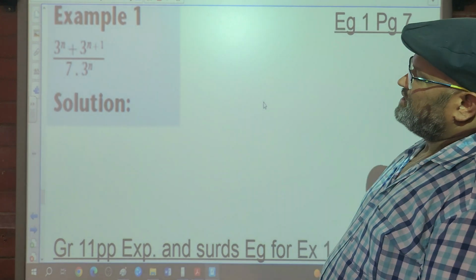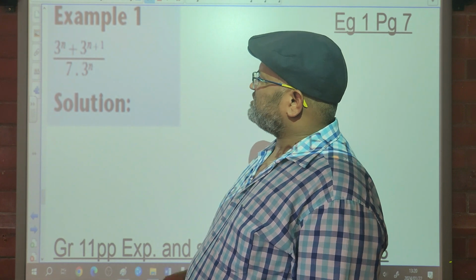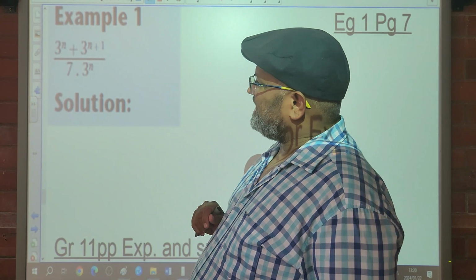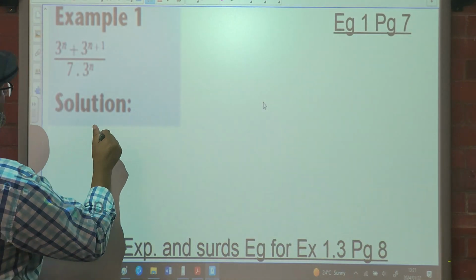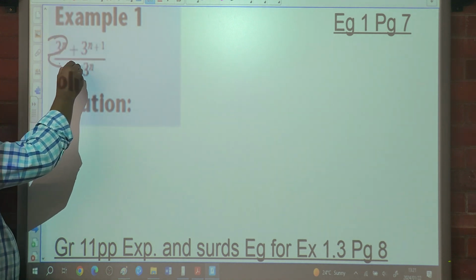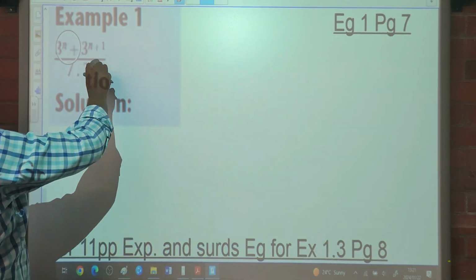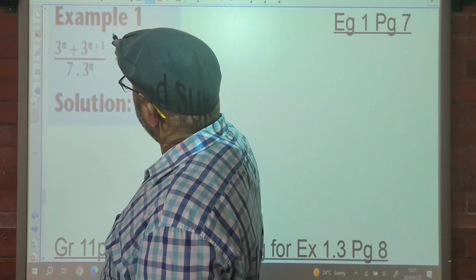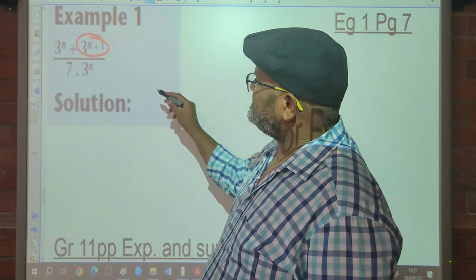Okay. So we've got 3 to the exponent n plus 3 to the exponent n plus 1, over 7 times 3 to the n. In the previous lesson we could have moved that down, not so, but we can't do it in this case. Why? It's not the multiplication, it's the addition between the two terms in the numerator. Can you see that? There's a plus there. So what we need to do is break this up and then factorize what is common there. You guys understand?